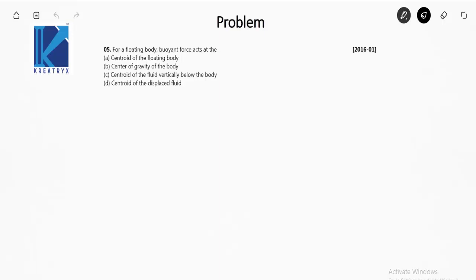For a floating body, buoyant force acts at the, okay, this is the definition of center of buoyancy. Listen carefully. The point of application of buoyancy force is known as the center of buoyancy, and it will act at the centroid of the volume of the fluid displaced. So what will be the answer? Answer will be D. Direct question based on the theoretical part.